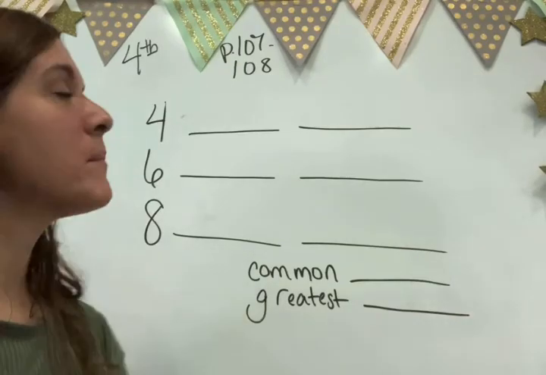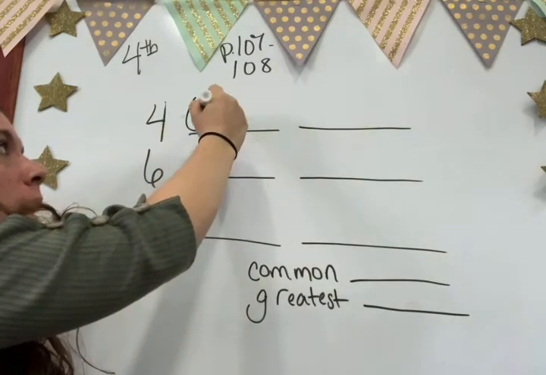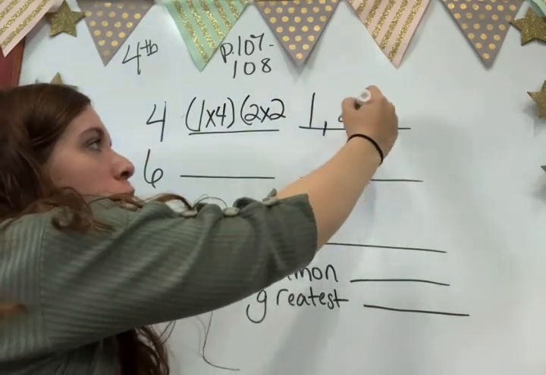Ready? Okay, let's do it. Here we go. What are my pairs of factors, Sama? 1 times 4 and 2 times 2. So my list of factors are 1, 2, 4.